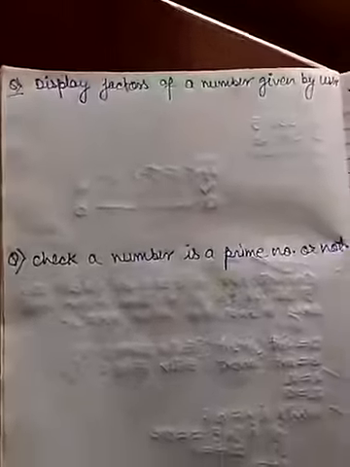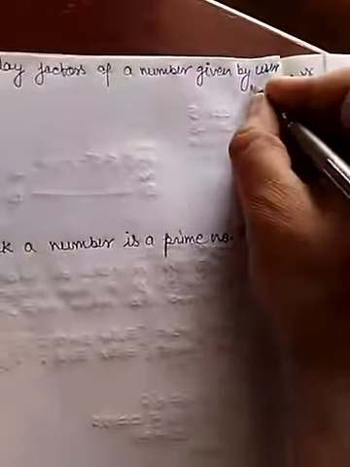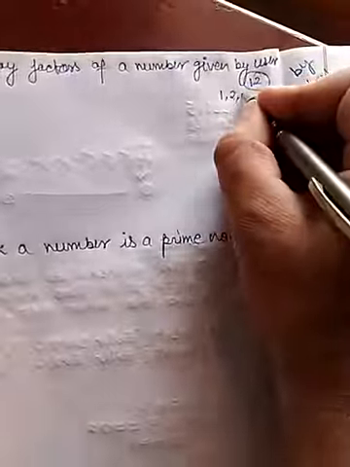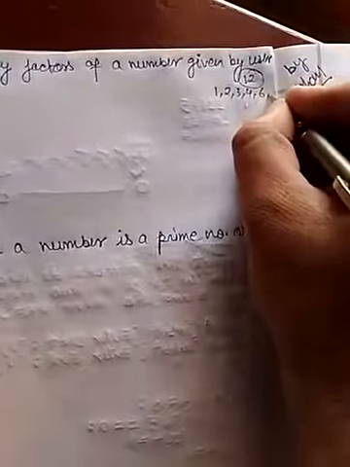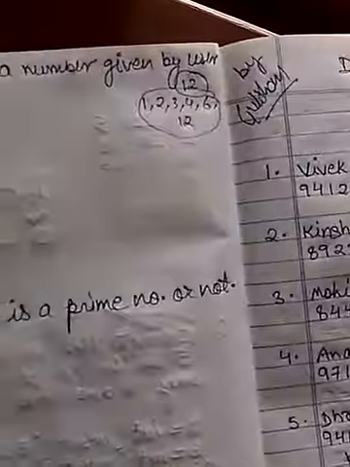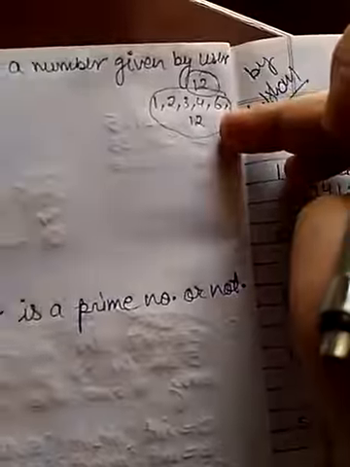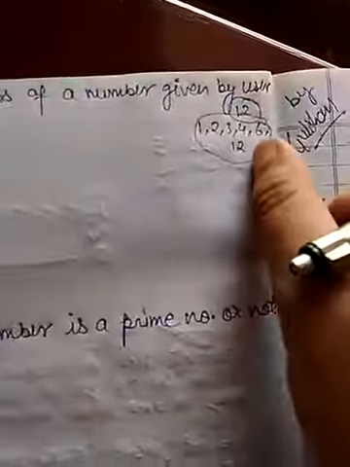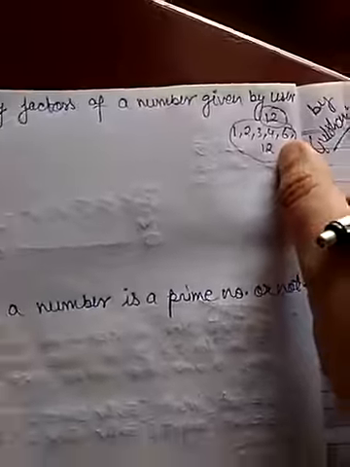Now another very important question: display the factors of a number given by the user. Suppose the user has given 12. So the factors of 12 are 1, 2, 3, 4, 6 and 12. These are the factors of a number. So you can find the factors of a number by continuous division, starting from 1 till the number given by the user. Let us implement it in a program so that the machine can find the factors.